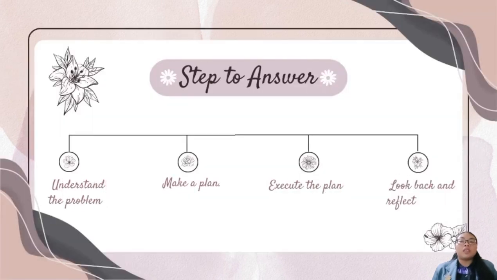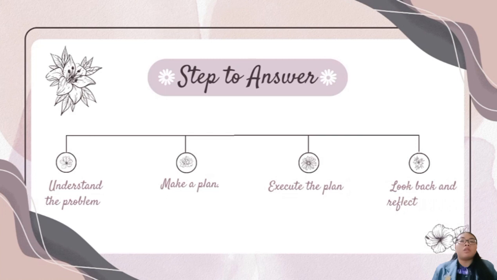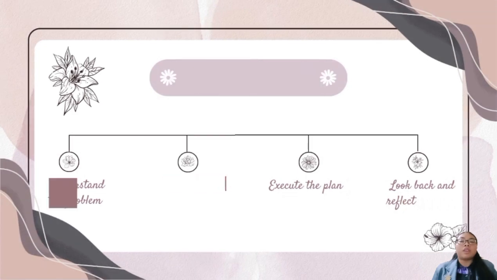Okay, I will try to answer these questions by following Polya's 4 steps in problem solving. The steps are: first, understand the problem. Second, make a plan. Third, execute the plan. And the last is look back and reflect.